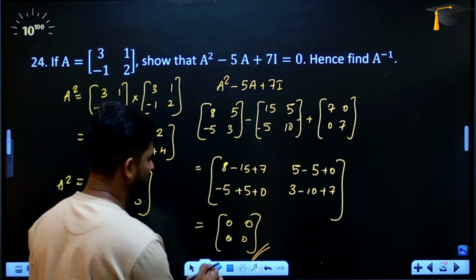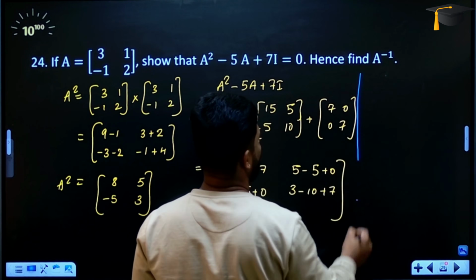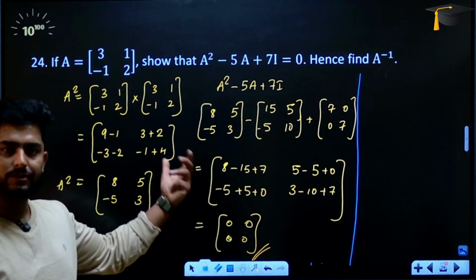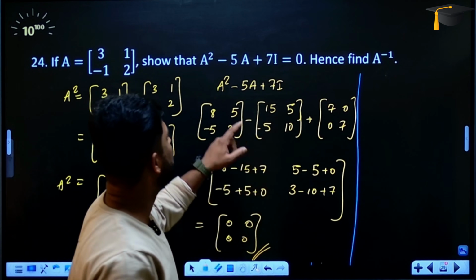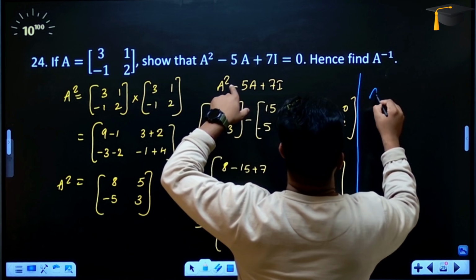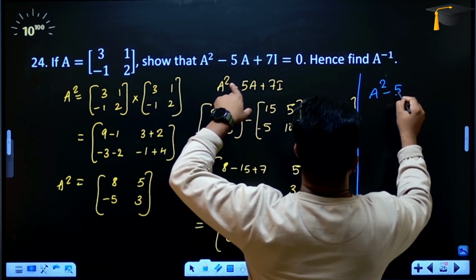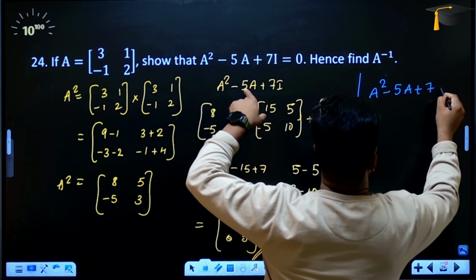So if you do this much, you will get maybe 2 or 2.5. Okay. There are no half marks. So you will get 2 marks. Okay. Last one. Finding the A inverse. So for this, you have to take A square minus 5A plus 7I is equal to 0.